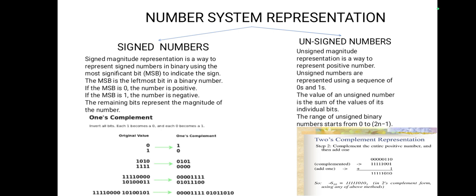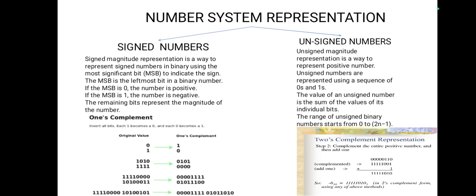Unsigned numbers are basically used for positive numbers, that is without sign. Unsigned numbers are represented using a sequence of zeros and ones. The value of an unsigned number is the sum of the values of its individual bits. The range of an unsigned binary number starts from 0 to 2^n minus 1.